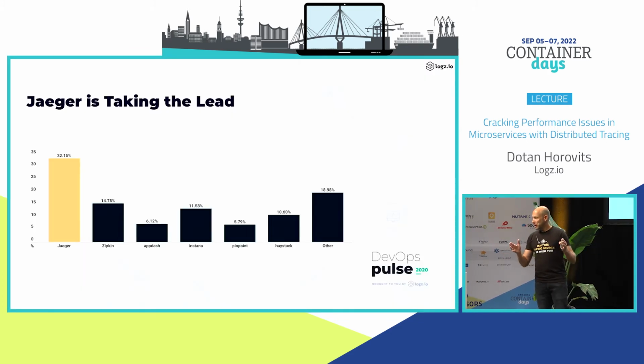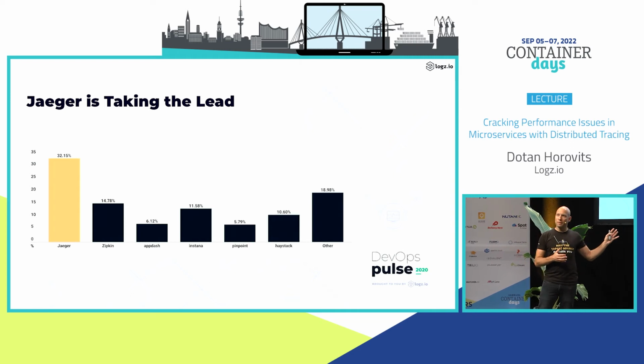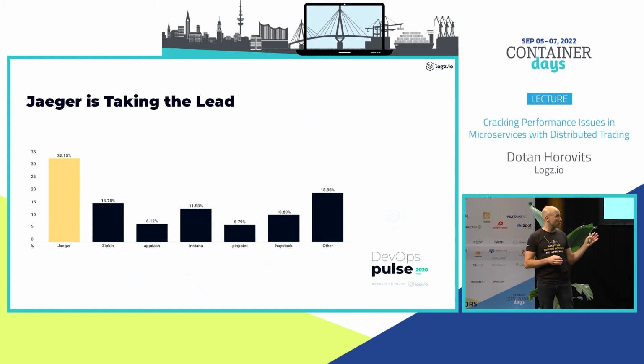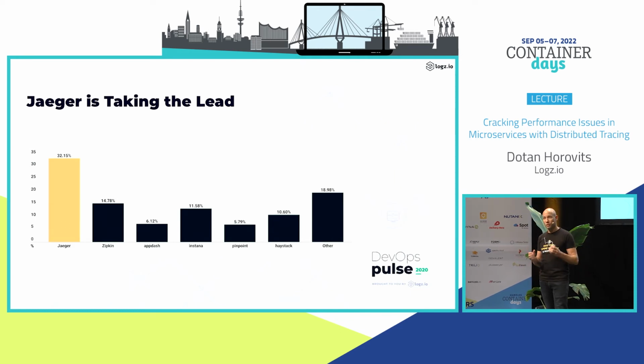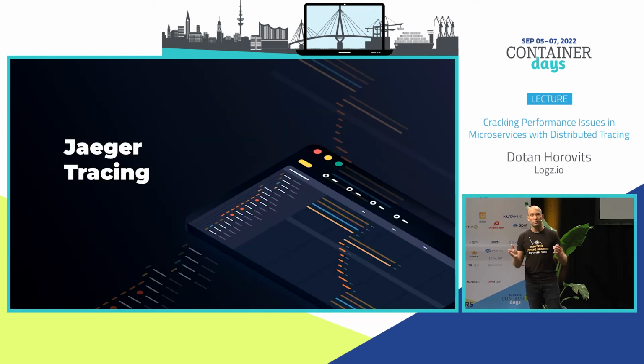Why Jaeger? Out of the DevOps Pulse survey, you can see that Jaeger is definitely the leading choice for a tool for distributed tracing. 32% of those using distributed tracing use Jaeger. Interestingly enough, the second one is Zipkin, which is another open source tool. 15% use Zipkin. So nice to see open source taking a lead on distributed tracing. But definitely Jaeger is the most popular, which is what we're going to talk about now.